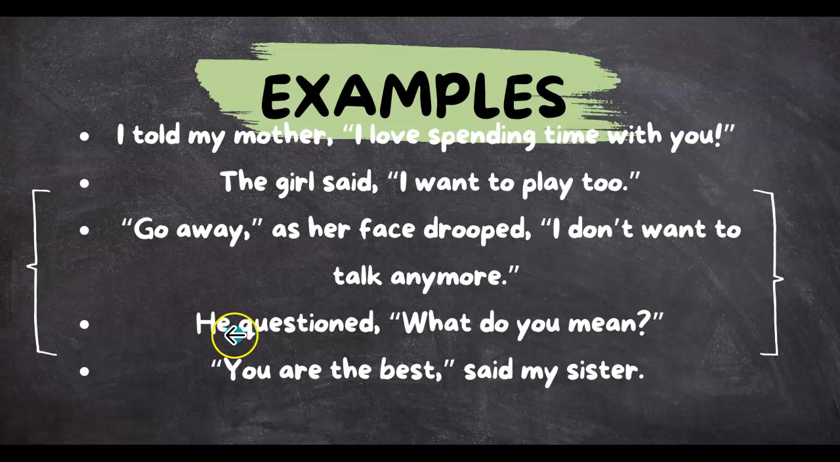And then our next one, he questioned, comma, because this is our dialogue tag, quotation, "What do you mean?" End of quotation. So what he is saying out loud is, "What do you mean?" The next one, this is an example if the quotation does not have punctuation within it. So they say, we know that they're speaking out loud because we have our quotation mark, "You are the best," comma, because there's no dialogue tag before. End of quotation, said my sister, period. And we use punctuation here at the end because this is the beginning of our sentence and there's no punctuation mark within it. So we need it at the end here.